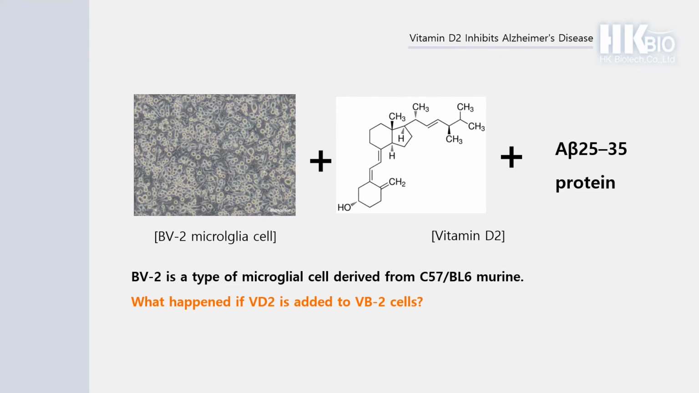Why? Because vitamin D2 acts as an anti-inflammatory. This slide shows a brief method. This is the microglial BV2 cells from mouse. These cells were treated with vitamin D2 and then treated with the A-beta proteins.